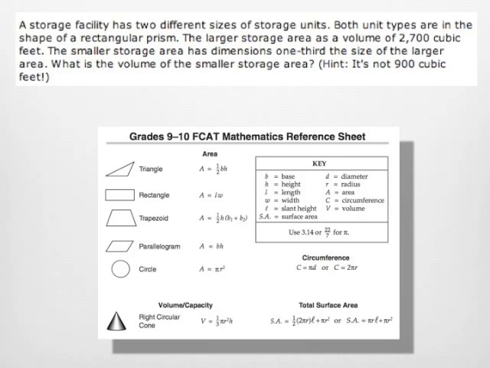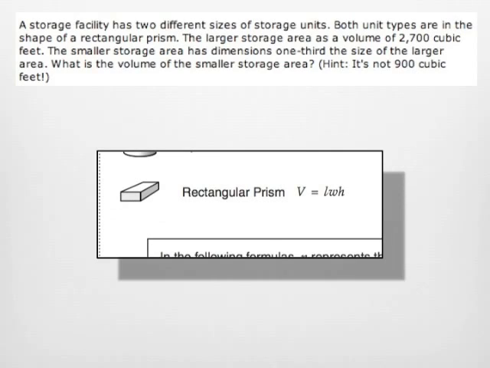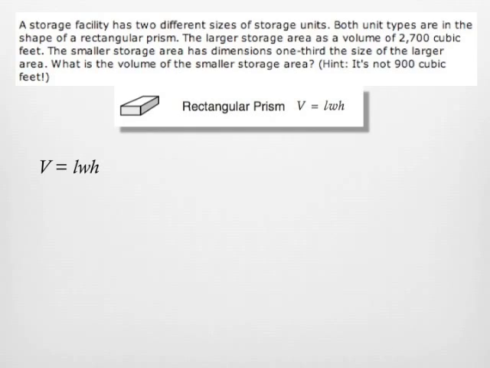Well, if we're talking about rectangular prisms, let's take a look at the FCAT mathematics reference sheet to see what kind of formula we'll need to do that with. It says here the formula for a rectangular prism's volume is length times width times height. So the volume of a rectangular prism is length times width times height.